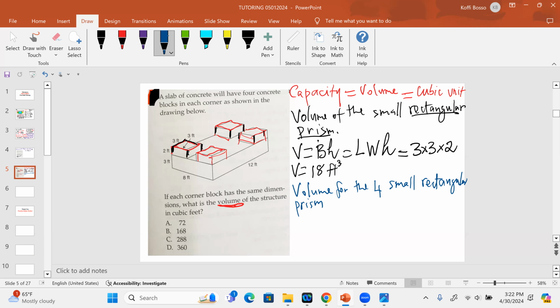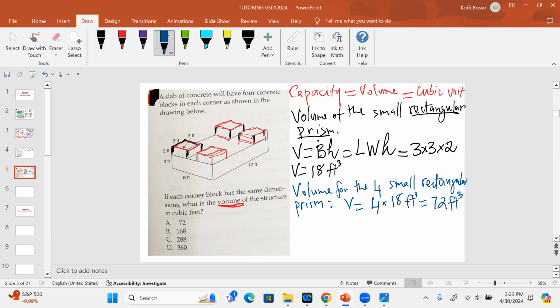That volume will be the sum of the four, all of them. If one rectangular prism is 18 cubic feet, that means we have to multiply by 4. So 4 multiplied by 18 cubic feet, and doing this, you get 72 cubic feet.